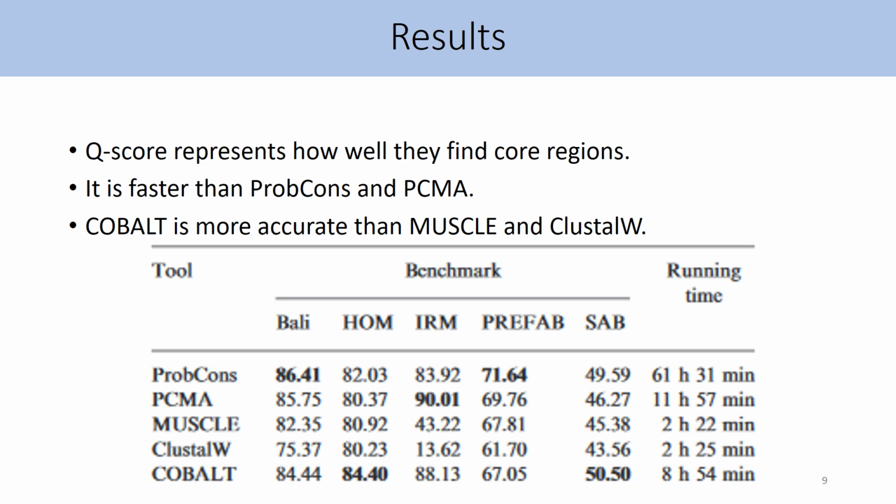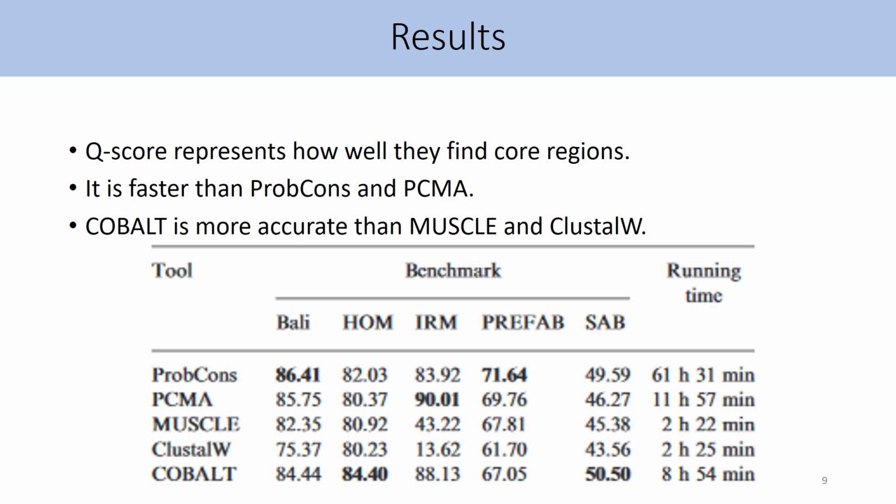So these are the results of the experiment. As we can see, there are numbers on the screen, and these are the Q-scores for their experiment. The Q-scores represent how well each of the multiple sequence alignment tools find core regions. Cobalt keeps up with ProbCons and PMCOMA. Those are the two most accurate multiple sequence alignment tools, and it does a lot better than MUSCLE and Clustal W in most situations.